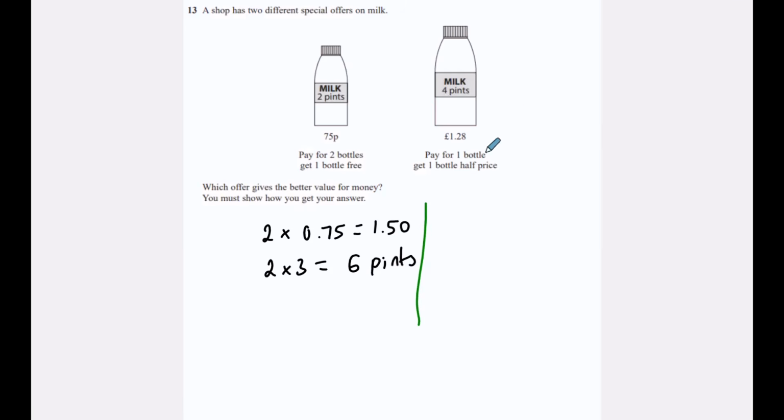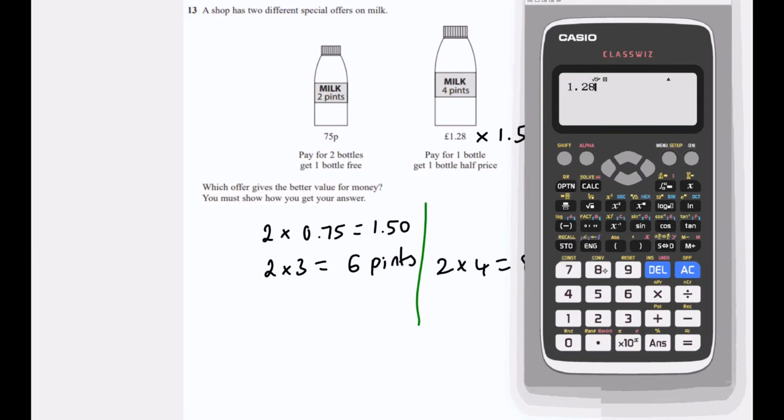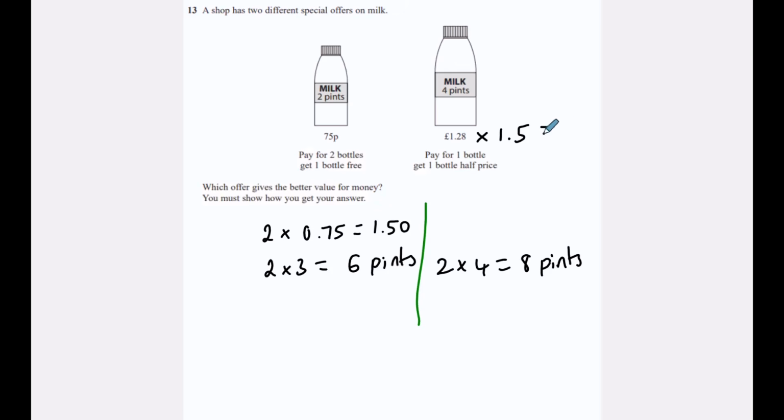This one, pay for 1 bottle, get the other one half price. So we're going to have 2 bottles here, which would be 8 pints. How much does it cost? Pay for 1, get 1 half price. So it's 1.5 lots of this. A £1.28 and a half of a £1.28. £1.28 times 1.5. 1.5 times £1.28 is £1.92. So it's £1.92 for 8 pints.